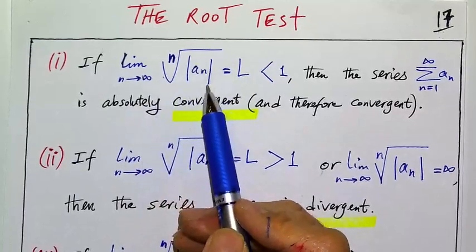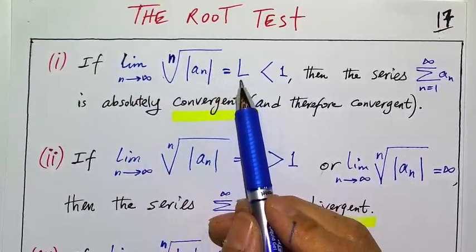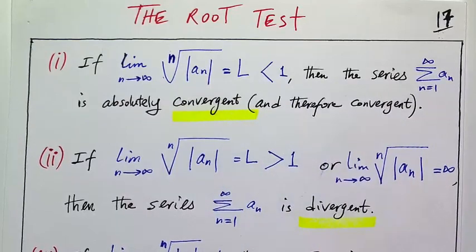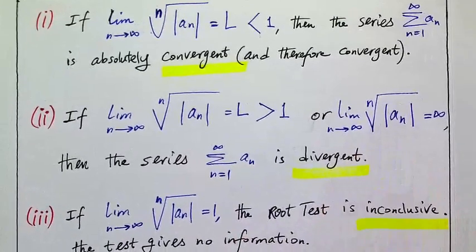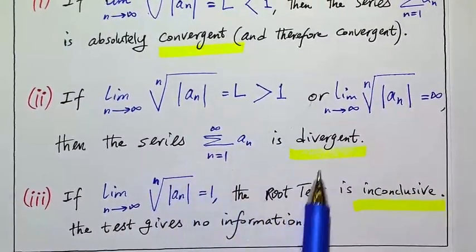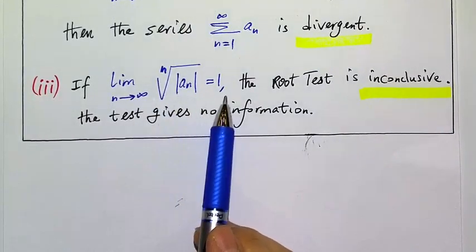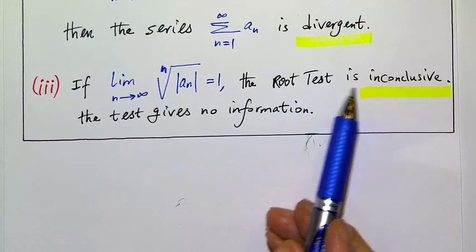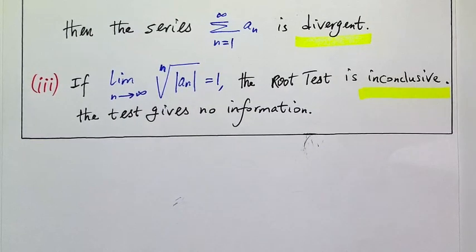Take the nth root of it, and take the limit of that. If the value you have is less than 1, then the series is absolutely convergent. If that value is greater than 1, then the series is divergent. And just like the ratio test, if that limit is equal to 1, then the root test is inconclusive, and the test gives no information. So we have to use another test.